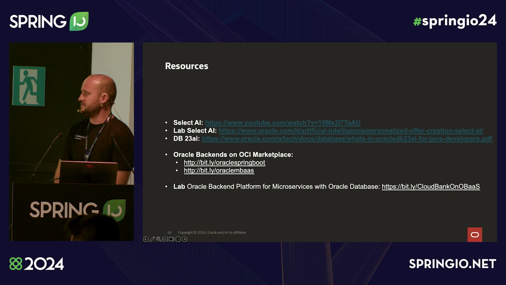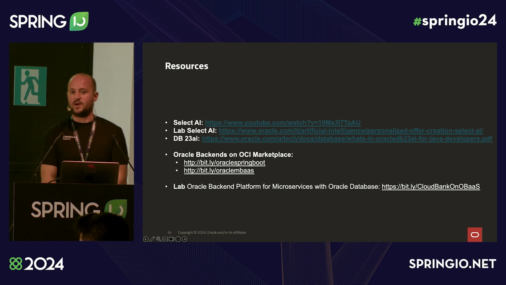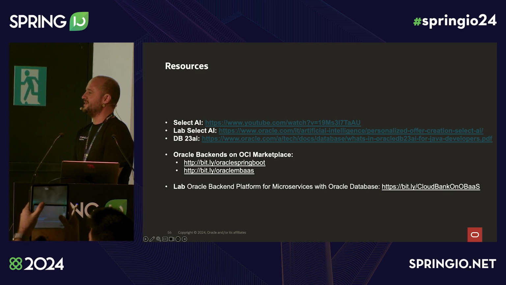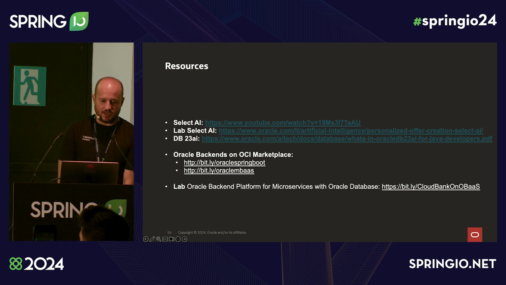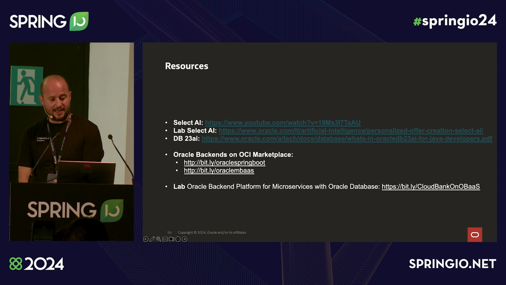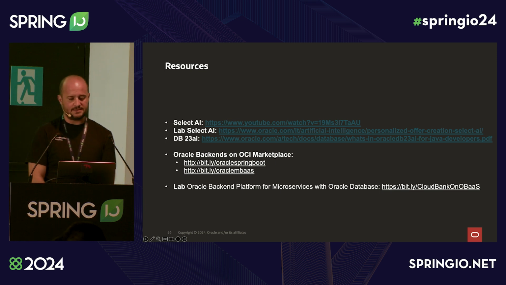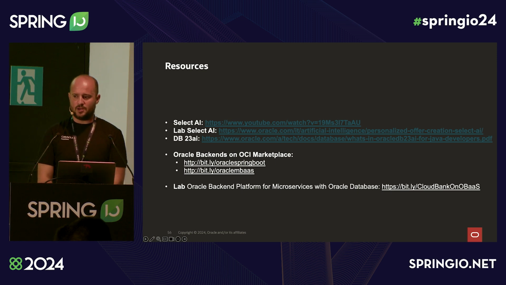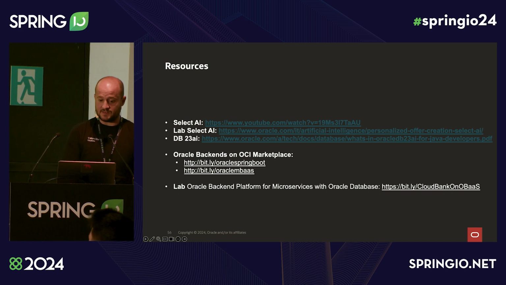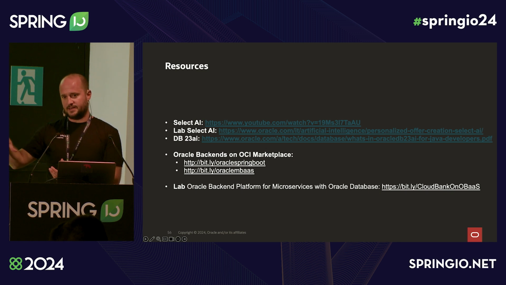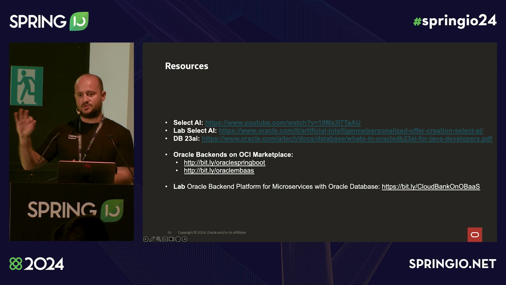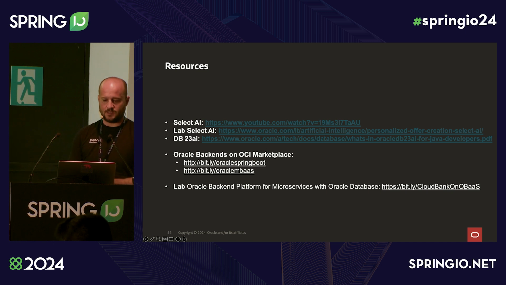There is all linked. These are the resources, probably the one slide that you want to take as a picture. The Select AI information, you have there the lab that will guide you through the process of going through all of this. A little bit of information on the features of Oracle 23ai for Java developers, something interesting in that document. And then the OCI marketplace. So the marketplace will have that Oracle backend for microservices, so you can say install that, and everything will happen behind the scenes.